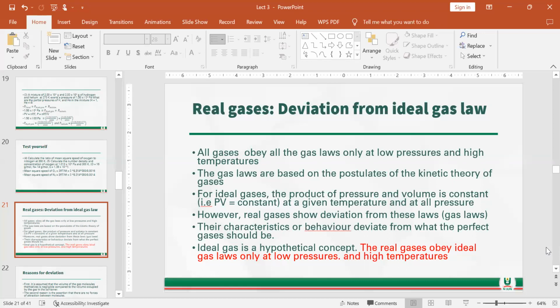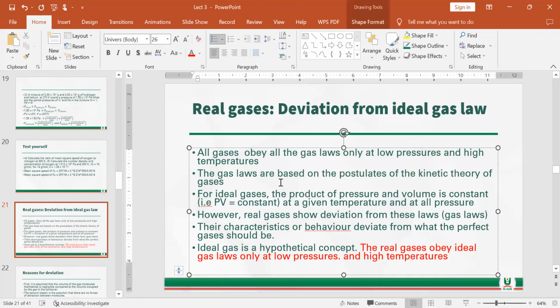The gas laws are based on postulates of the kinetic theory of gases. For ideal gases, the product of pressure and volume is constant. That means PV is always equal to constant. Why do you say so? If PV is equal to constant at a given temperature, that means the formula you know for the ideal gas law is PV equals nRT. So at any given temperature, the value of n, the number of moles, is the same. R is a constant. So the product PV is equal to constant for ideal gas.